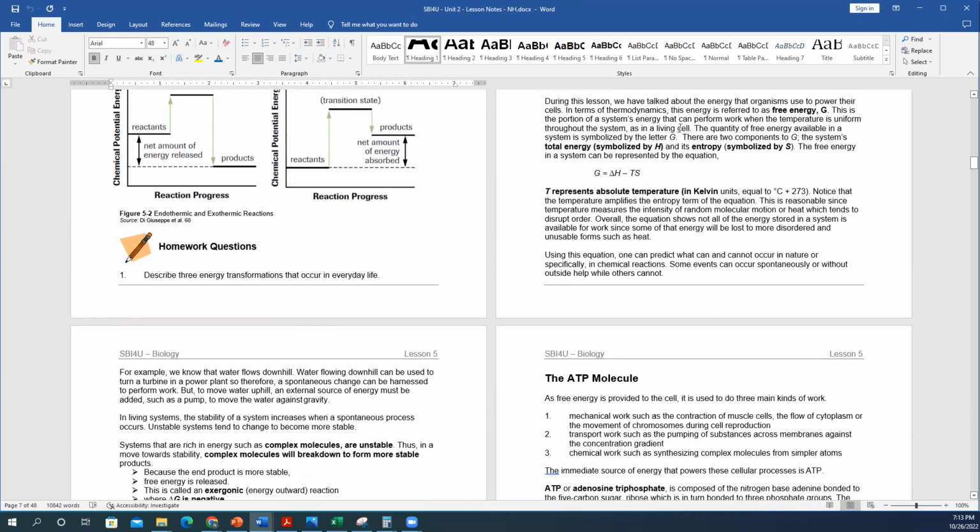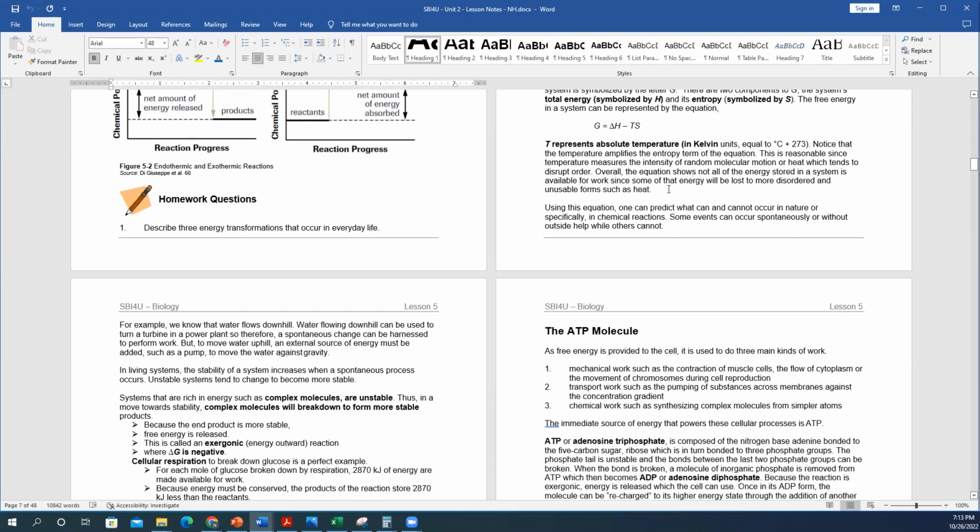We talked a bit about Gibbs free energy and looked at the equation and how in that equation we have both an enthalpy term, but also a temperature and an entropy term.